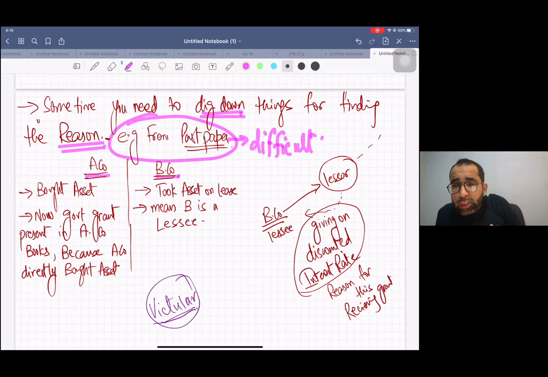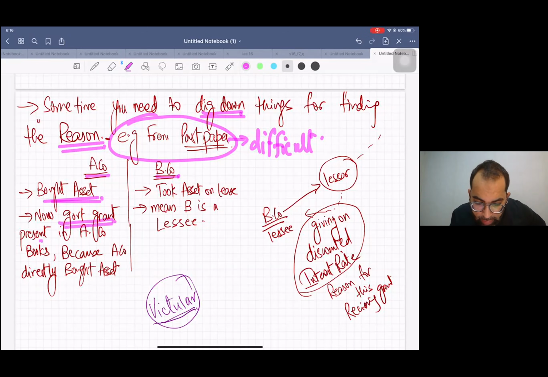A company used to buy assets on ownership, that means paying cash and buying assets. So when A company bought an asset, maybe it is possible that there is a government there. Government has offered a policy that whoever buys that asset will get a government grant. And what's the evidence in the question? In the balance sheet of A company.